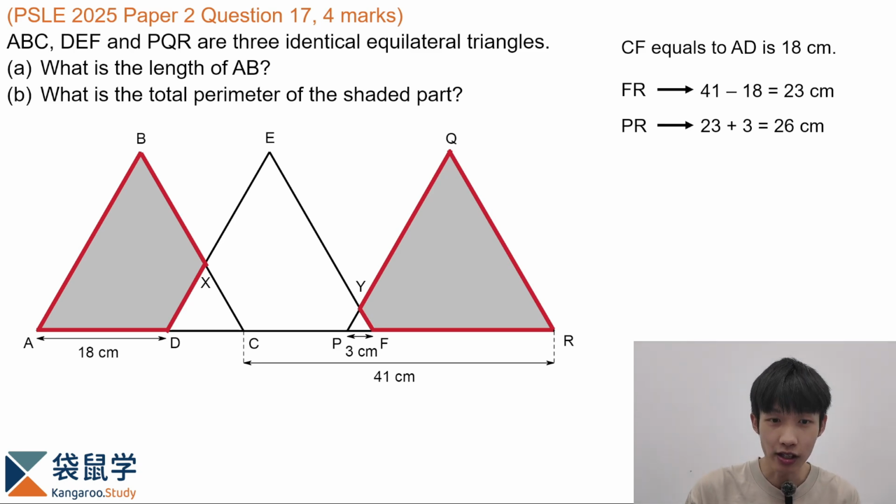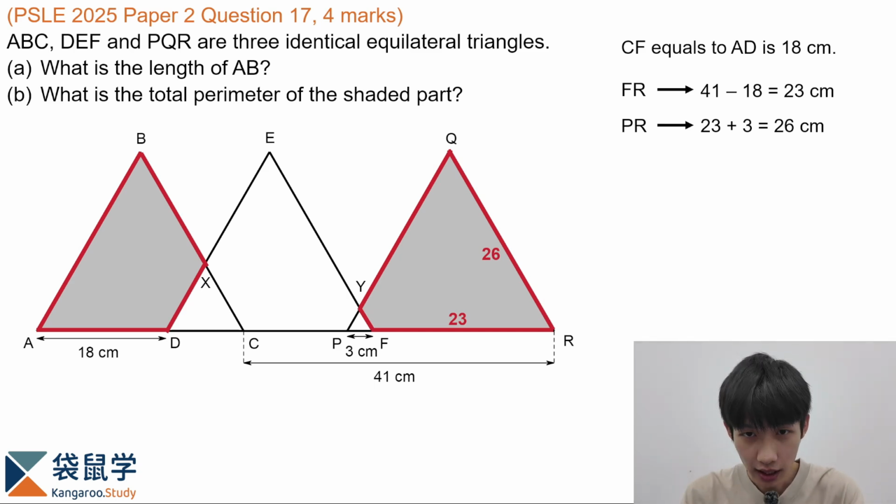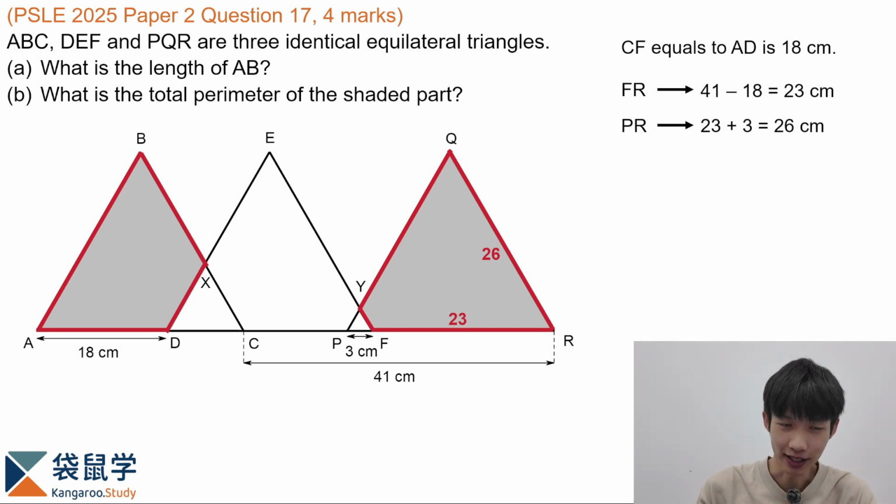And we already have a lot of lines, a lot of sides. We already know how long it is. For example, the side length of each triangle is how much? That would be 26. So we know PR is actually 26. And FR we already know should be 23. But how about YF? YF is how much? Very smart, it should be 3. But why is it 3? That's the main problem.